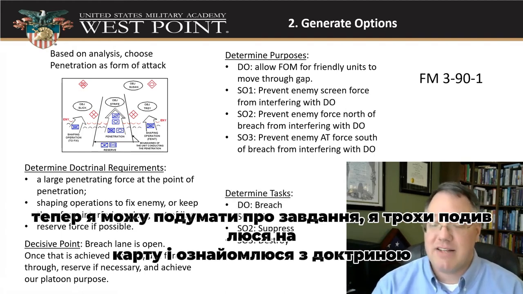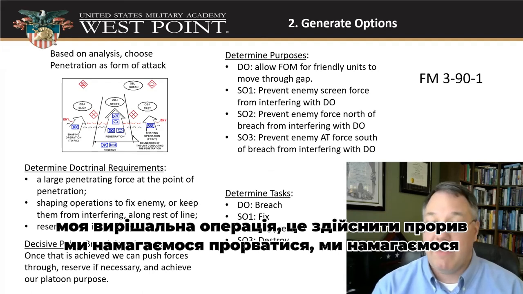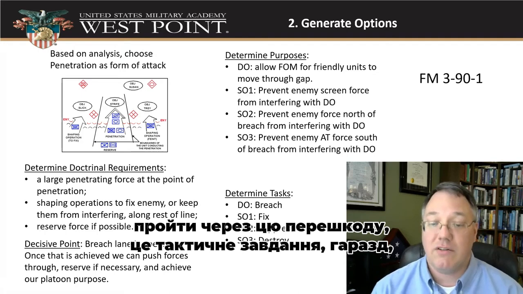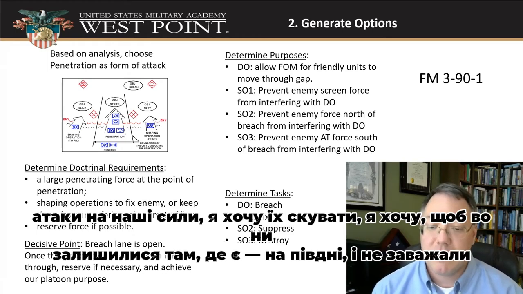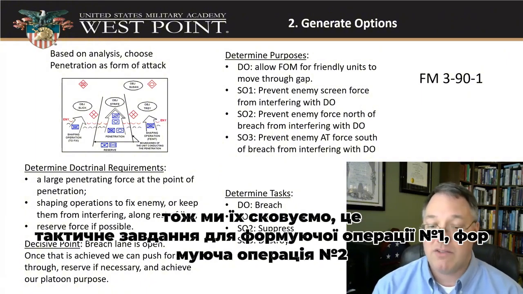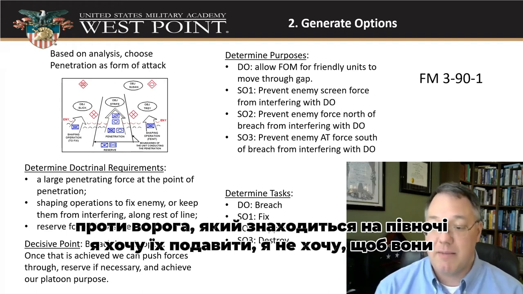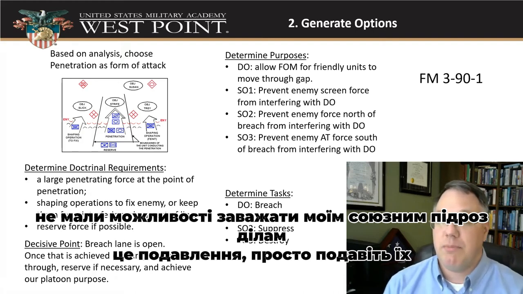Now I can think about the tasks, and I look at the map a little bit and look at the doctrine. So, all right, look, my decisive thing, they've got a breach, right? We're trying to penetrate. We're trying to get through this obstacle. They're going to breach. That's the tactical task. The screening force that's moving around down in the south and could reposition to come up and mess with us, I want to fix them. I want to keep them where they are down in the south and out of the way. So we're going to fix them. That's the tactical task for shaping operation 1. Shaping operation 2, the enemy that's up on the north side, I want to suppress them. I don't want them to be able to interfere with my friendly unit. That's suppression. Just suppress them.